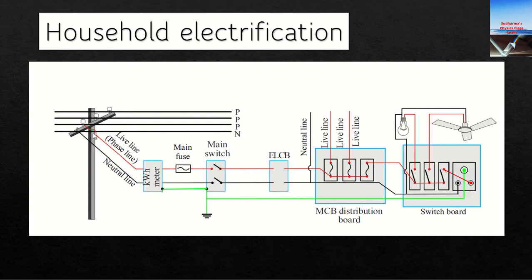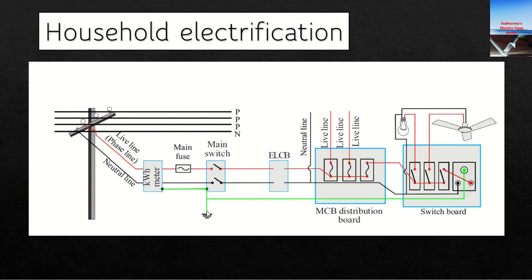Mainly we have three types of wires. One is the live wire or the phase line, and the neutral wire, and the most important earth wire, earthing. The live wire will be connected to the main fuse, and the color code is also important. Live wires are red in color, neutral wires are black in color, and earth wires are green in color. So the insulation covering given to all these wires is of different colors.